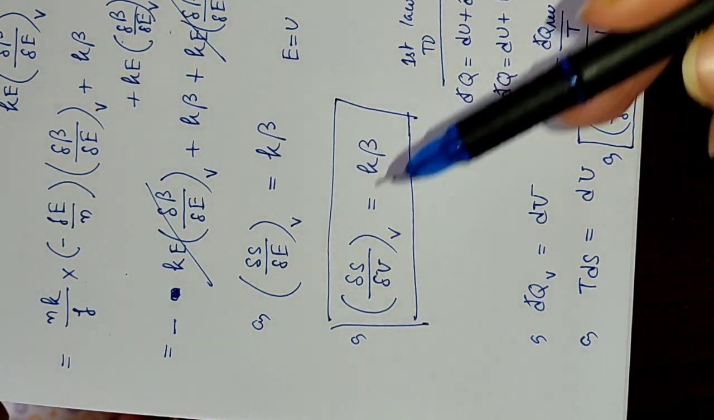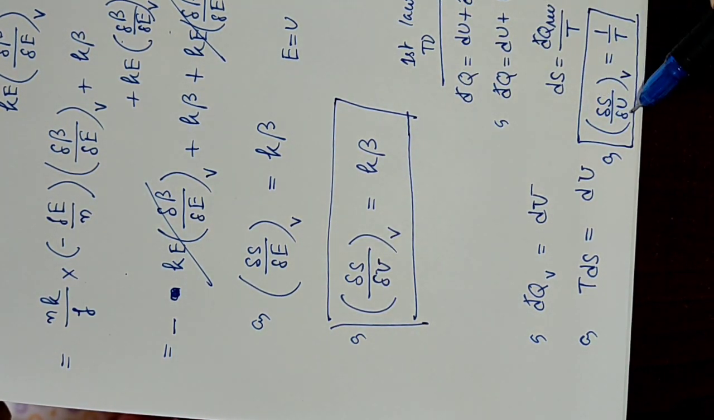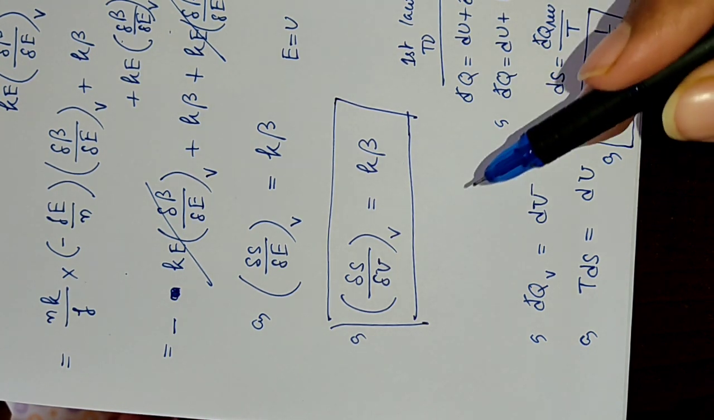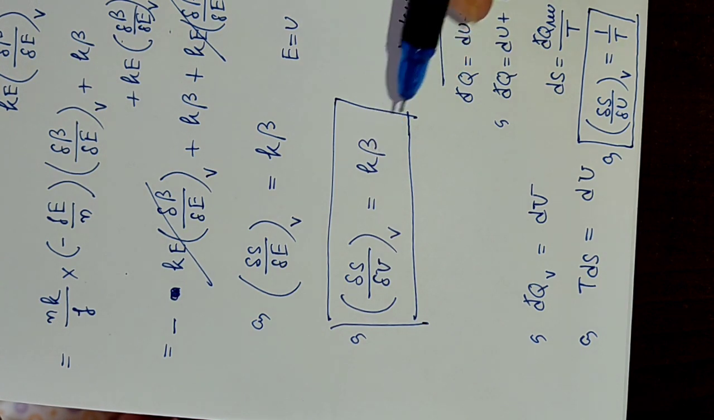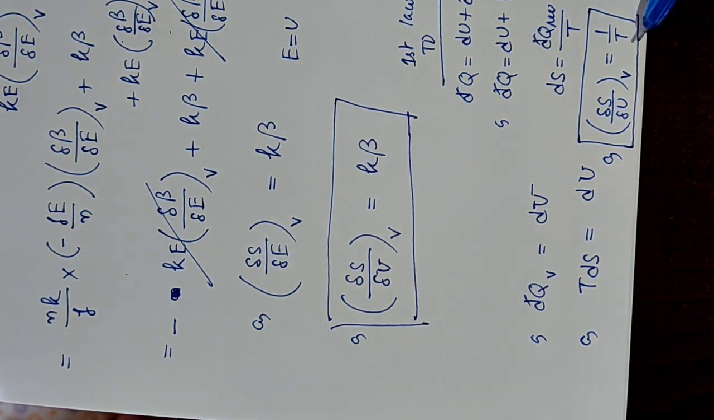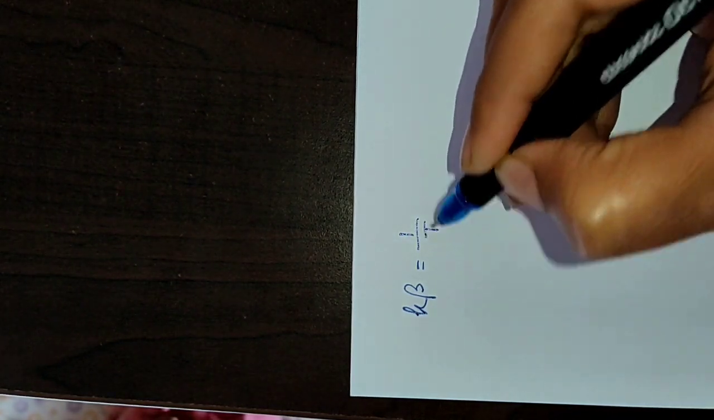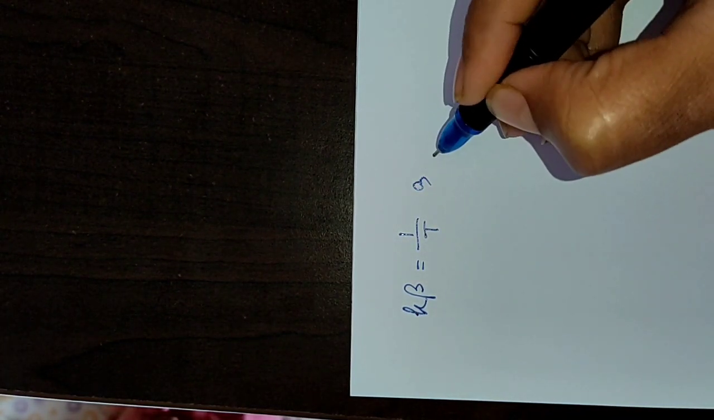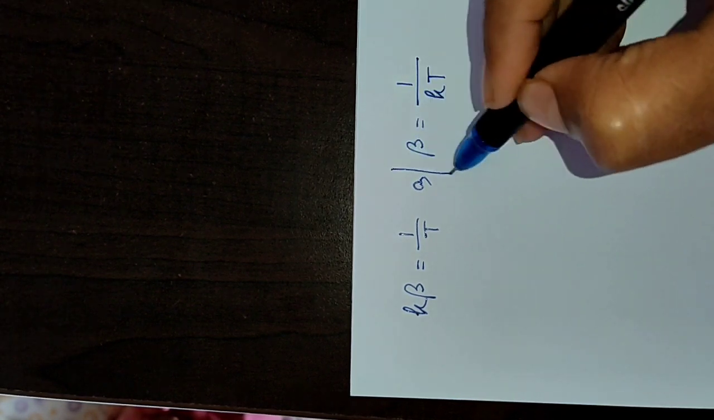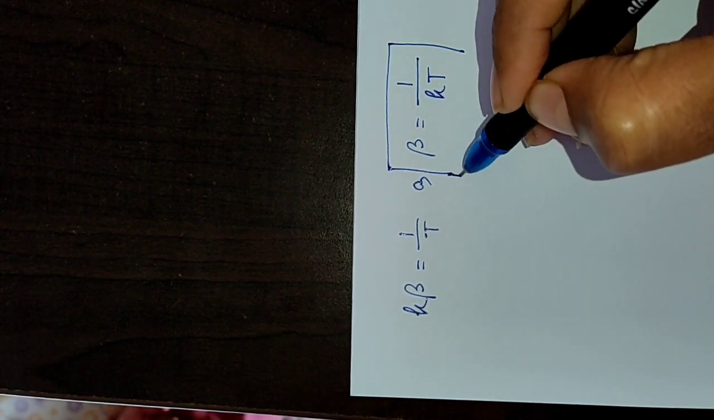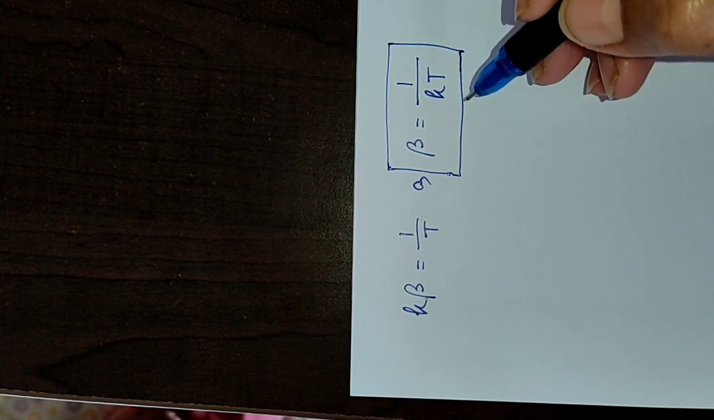So we have del S del U V equal to k beta, and we have del S del U V equal to 1 by T. Now comparing these two equations, we can write k beta equals 1 by T, or beta will be equal to 1 upon kT. So what we have predicted is correct and we have derived it in this lecture.